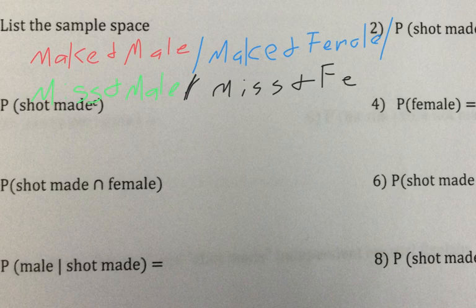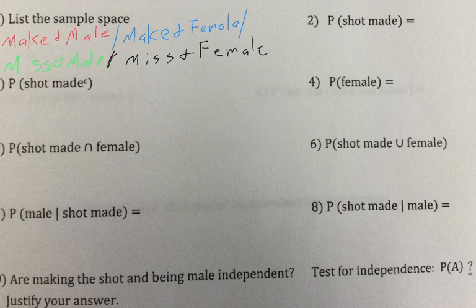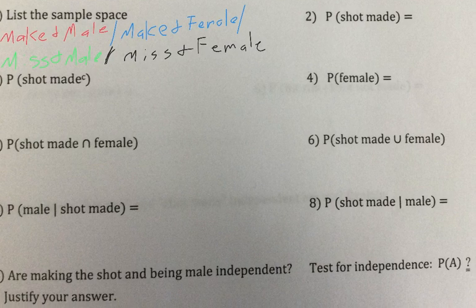I'm having a hard time writing an E. There we go. Any questions on identifying the sample space? That's it. Tree diagram is the best way to find the sample space. Work down the tree branches.